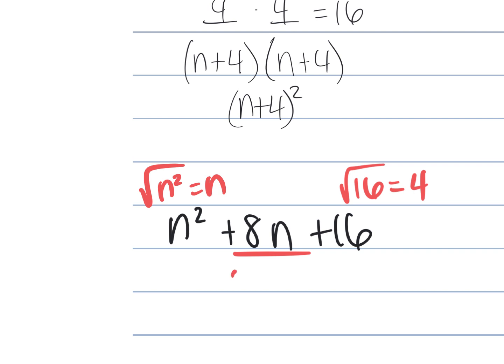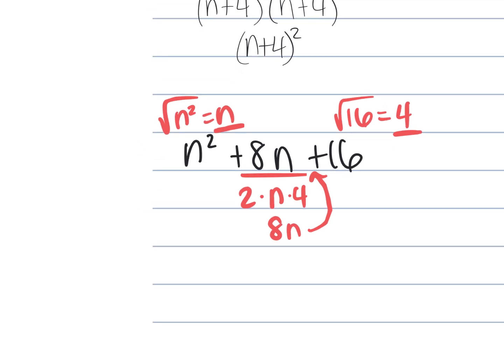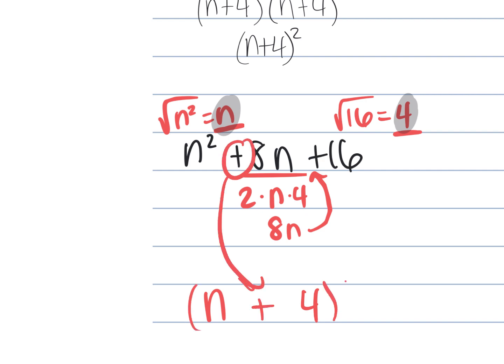So you take 2, you multiply it by this first N that we got, and you multiply it by the 4. What will 2 times N times 4 give you? 8N. Just make sure that matches what you had for the middle term before, and check this out. You take your very first term, which was what? N. You take your last term, which was what? 4. You put them together in a binomial. You add the sign in front of the middle term, and you just square it.